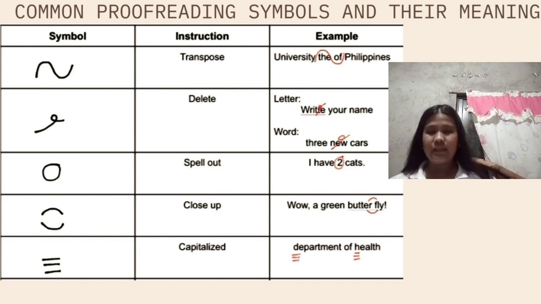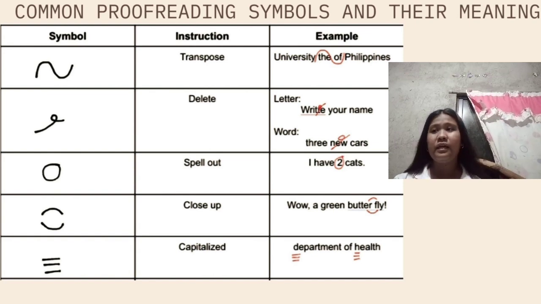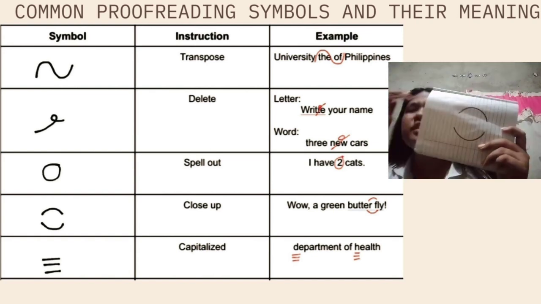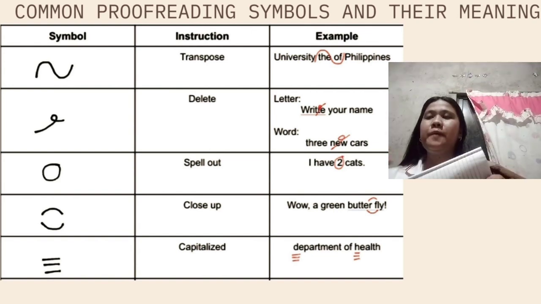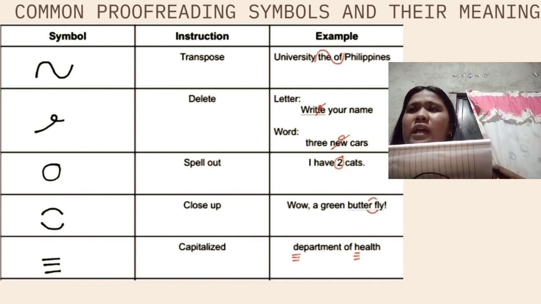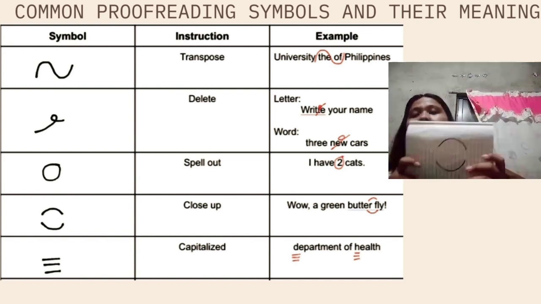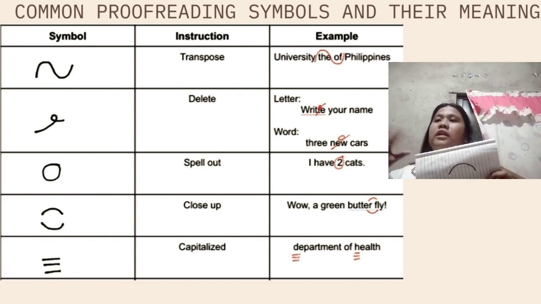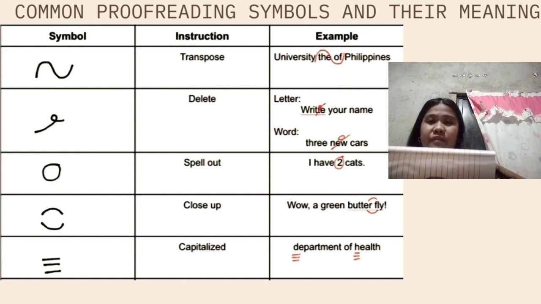And then for the next, we have the close-up symbol, which is this one. You use it if you spot a gap that should not be there. For example, "wow, a green butter fly." As you can see, the "butter" and "fly" should be together. In that case, you should use the close-up symbol to tell that "butter" and "fly" should be together and it should be "butterfly."